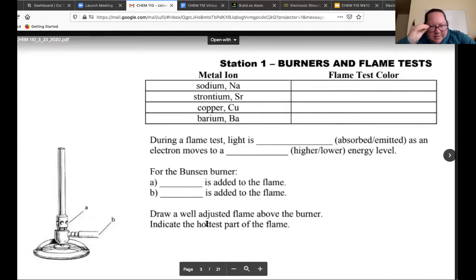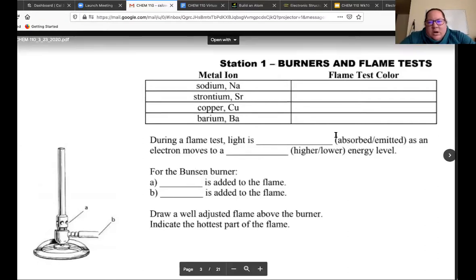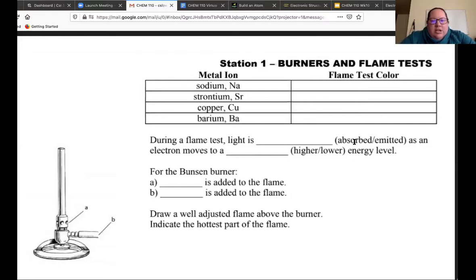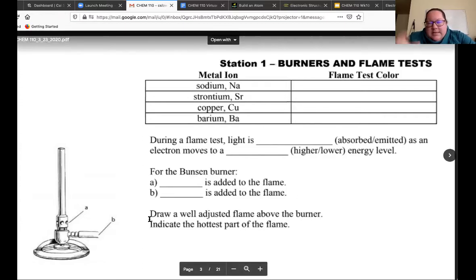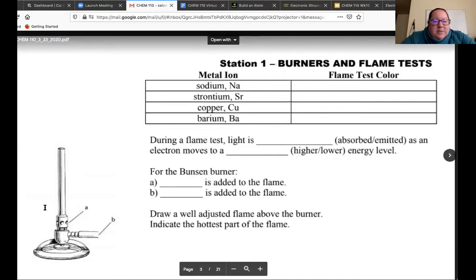And while you're thinking about that and doing a little bit of brainstorming, the whole idea behind a flame test is that we're either going to be absorbing or emitting light. If an electron is moving to an energy level, whether that's higher or lower, we're going to see something about whether or not we absorb or emit light. There are a couple of ways we can do this. The video that you saw just had tea lights that had been emptied out that we filled with metal salts. But you could also do this using a Bunsen burner.